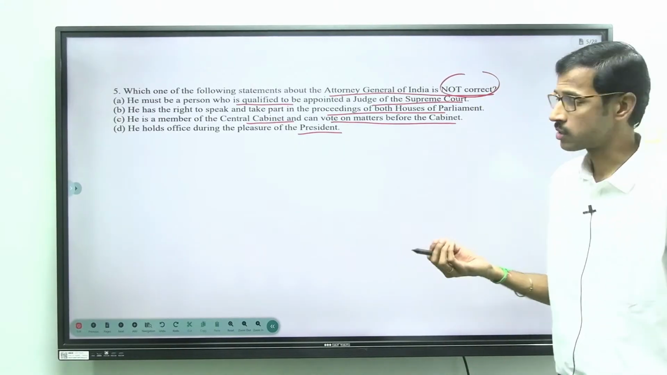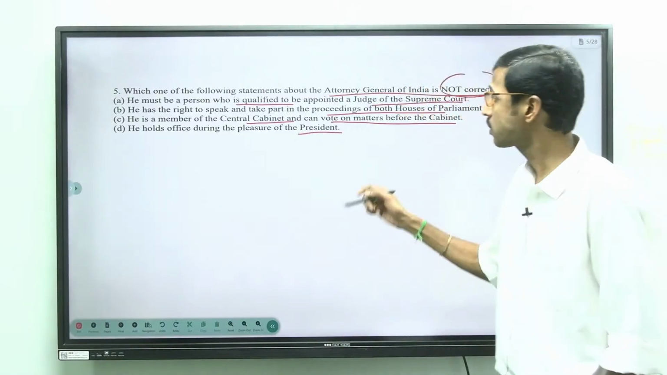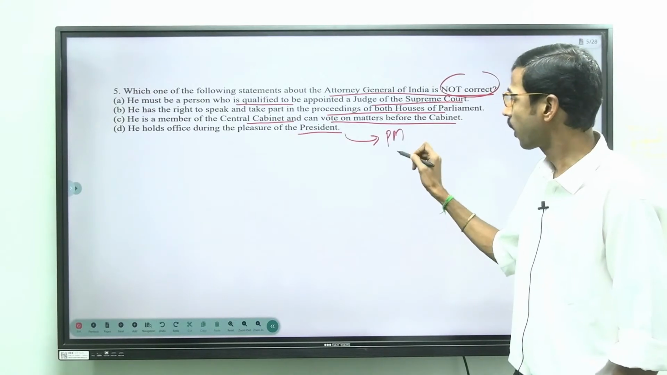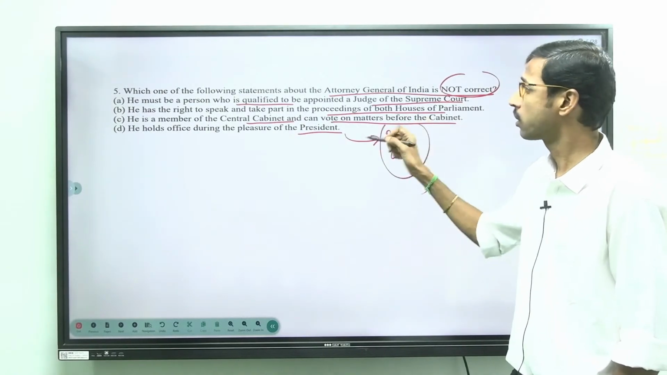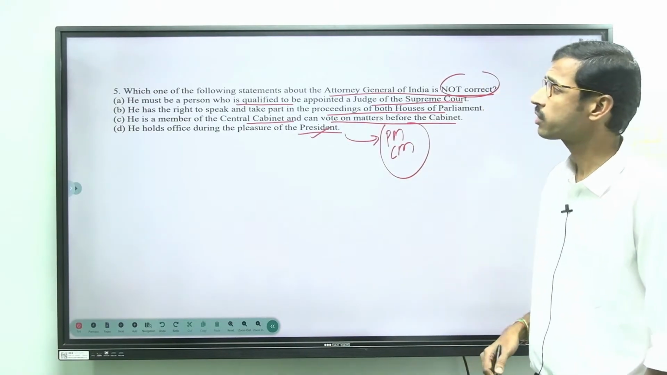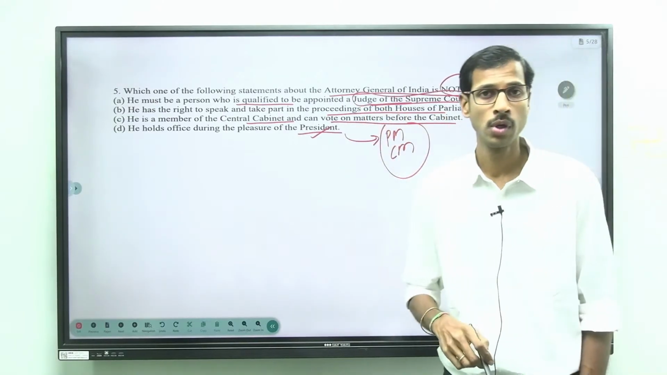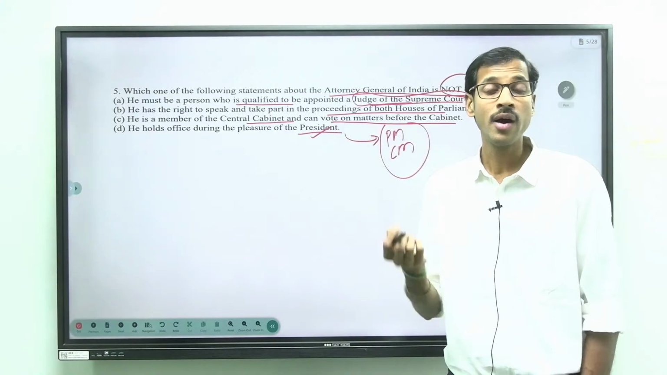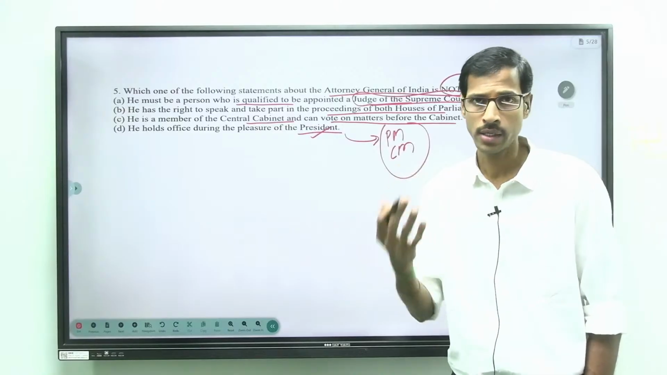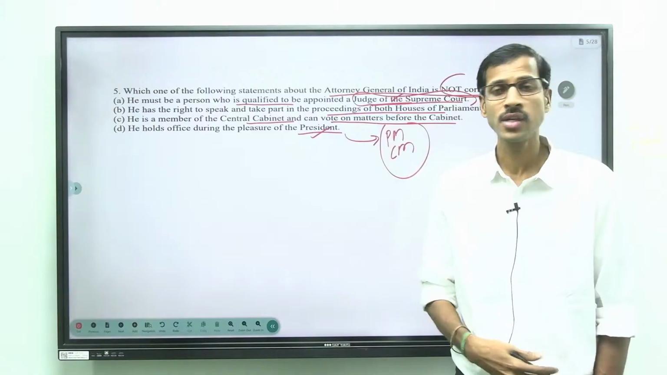Certain offices or authorities hold office during the pleasure of the president, as we have already discussed. Apart from the Prime Minister, we have the council of ministers, and the Attorney General is also included here. So this is correct. Apart from that, he must be a person qualified to be appointed as a judge of the Supreme Court. Here the Attorney General is the highest law officer in the entire country. So that is the first important thing: he has to be qualified as a Supreme Court judge.